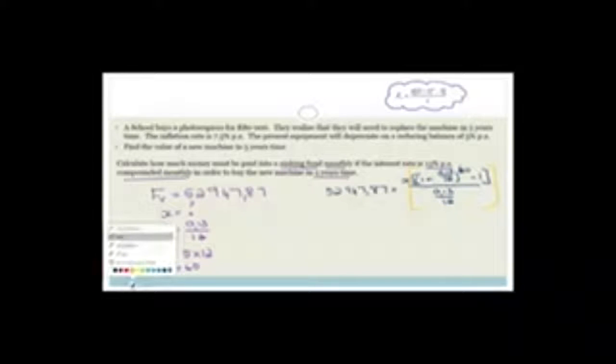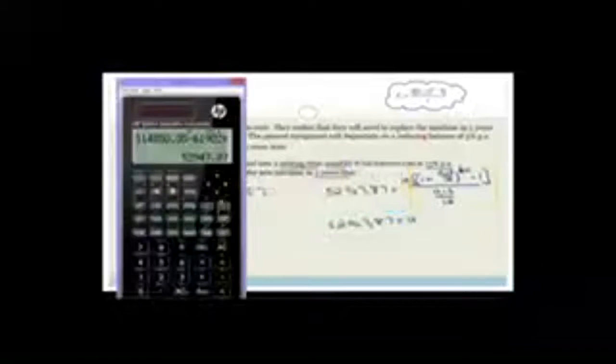So let's do that, but I just want to change the color of the pen first. So I'm going to say 52,947.87 is equal to x times all of that. So let's do all of that in the calculator. The easiest way to do this is actually to do a fraction. And then you go open brackets, 1 plus fraction 0.13 all over 12, close bracket, to the power of 60, minus 1.